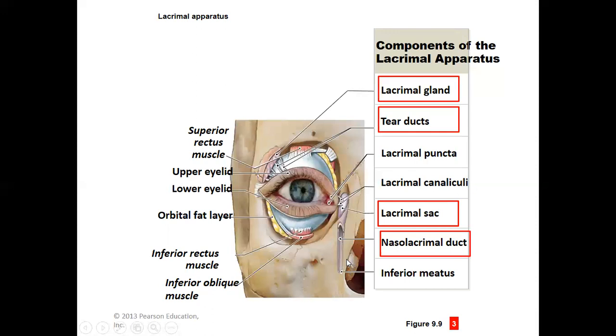basically the inferior nasal conchae, right? So there's the inferior meatus. So those tears are basically produced and washed across the eye and then drained from the eye into the nasal cavity. So when you cry and you have an excess of tear production, you get a sniffly nose because all those tears are draining right into your nasal cavity.